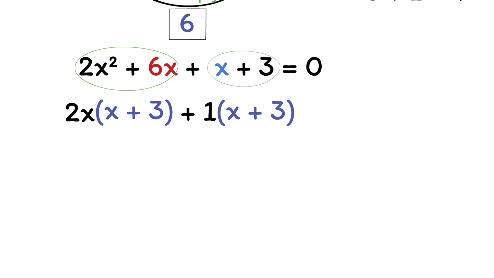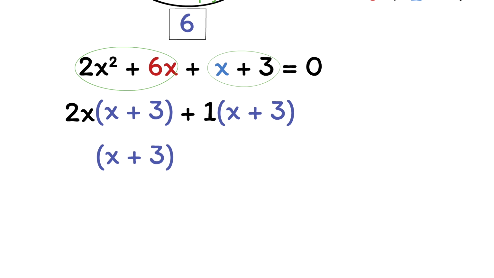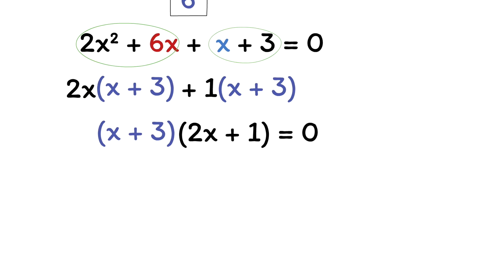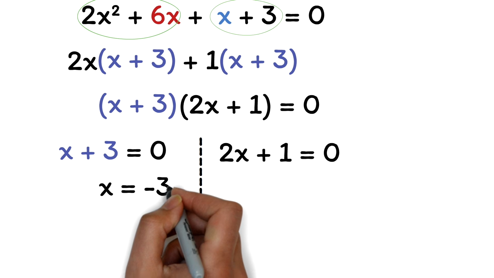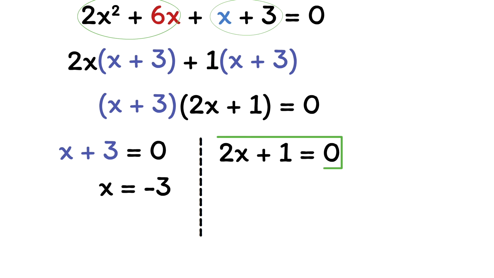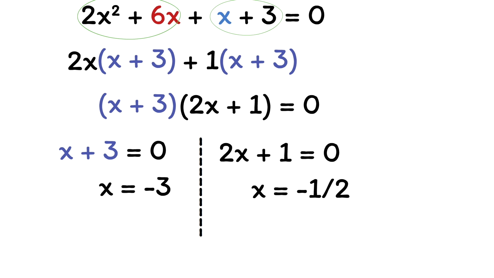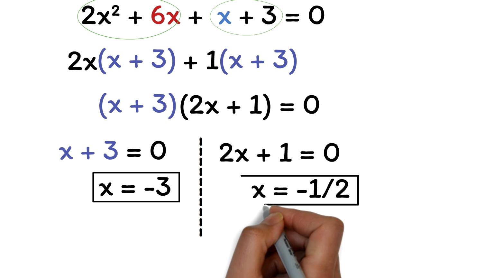Now, bring what is in the parenthesis, x plus 3, times what is outside. That's 2x plus 1 equals 0. Next, we set each factor equal to 0. For x plus 3 equals 0, we solve for x to get x equals negative 3. For 2x plus 1 equals 0, we solve for x to get negative 1 over 2. Therefore, our final answers are x equals negative 3 or x equals negative 1 over 2.